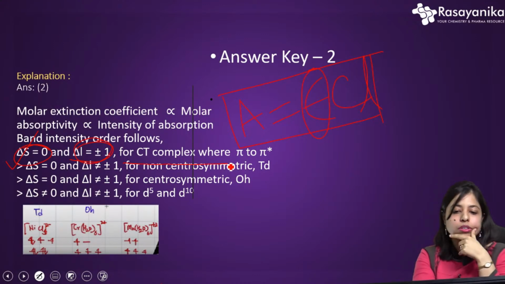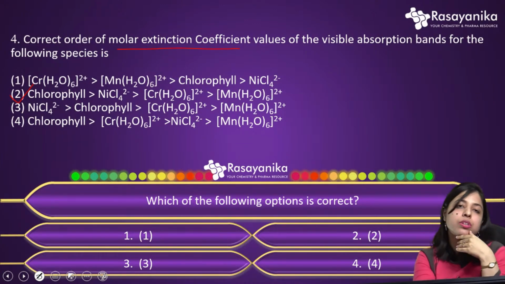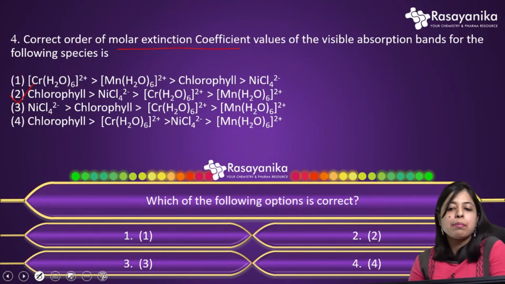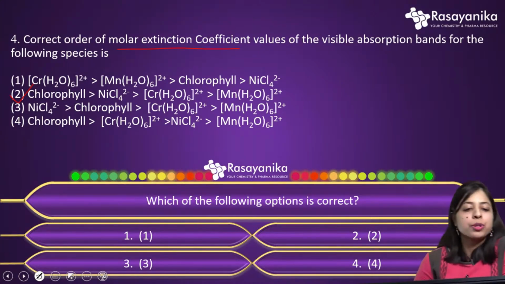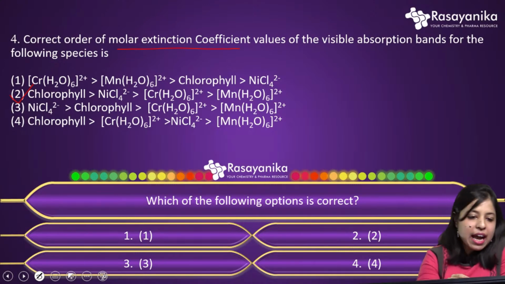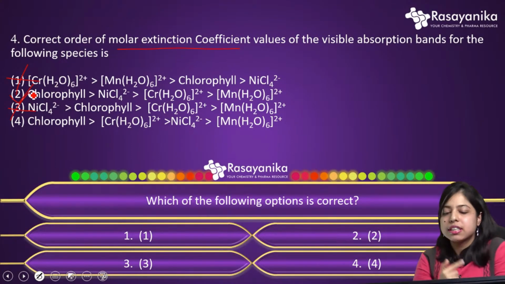Okay, so look at the options there. Which would have the maximum intensity? That is chlorophyll. Only chlorophyll among the given molecules is the CT complex, that is, the charge transfer complex. No other complex is a charge transfer complex. So look at options number 2 and 4. These two should be our correct options, right? Just eliminate option 1 and option 3. Between 2 and 4, we need to consider which is the correct option.